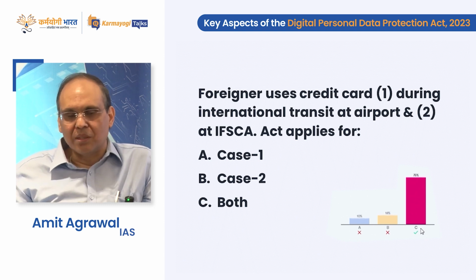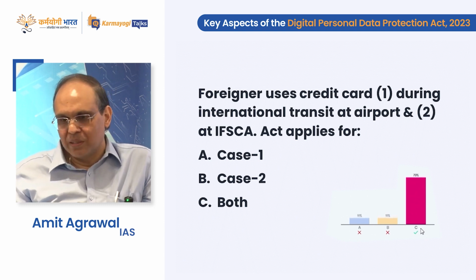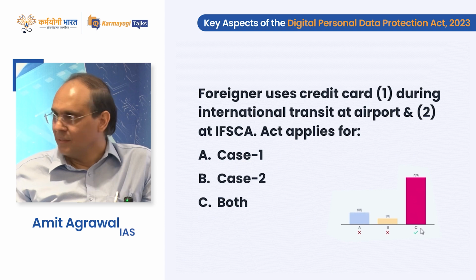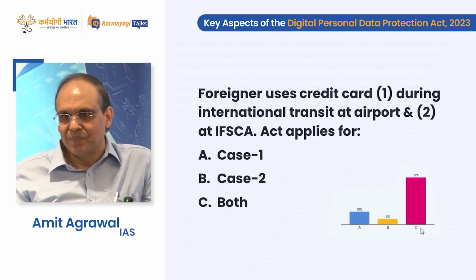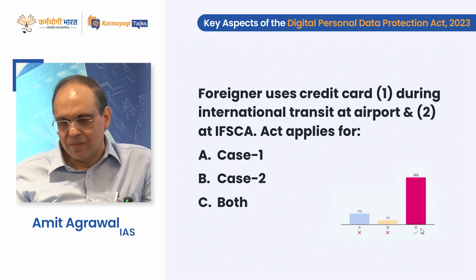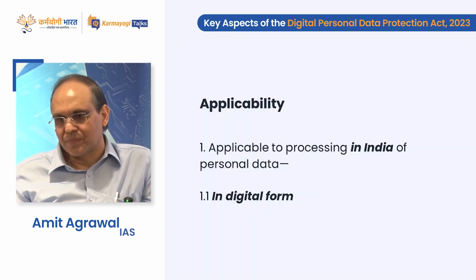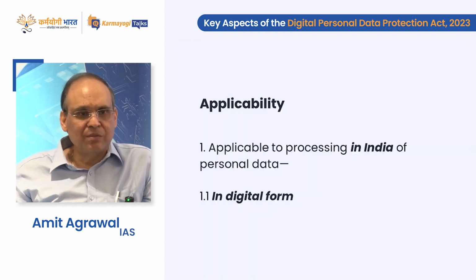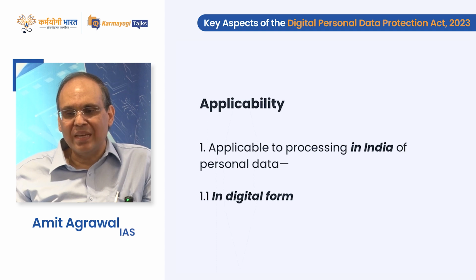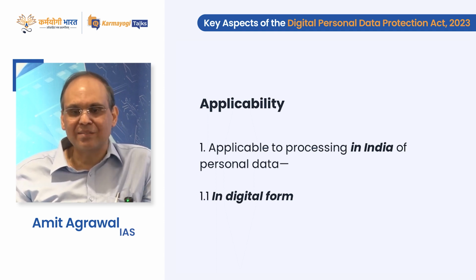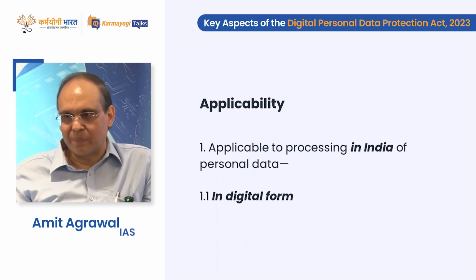Right. So we move on to the answer. C, as you can see, is the right answer, and let's see why. The first thing is applicability to processing in India. It may be the international airport or whatever. If it is in the territory of India and in digital form, it applies. It doesn't matter if it's a foreign national, or if they're transiting. It's happening in India and it's in digital form, so the law applies.